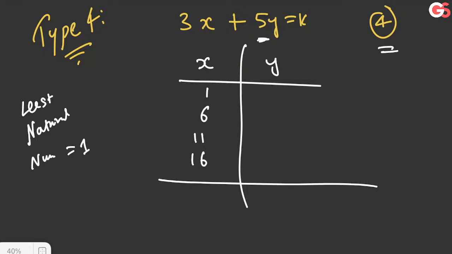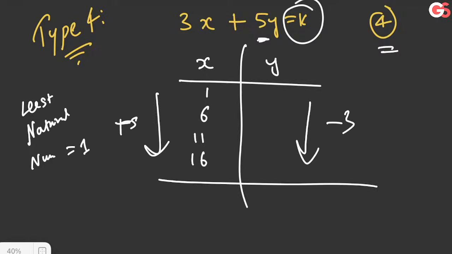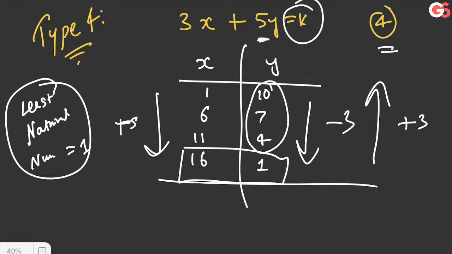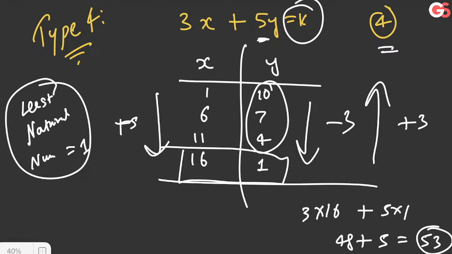अब y का वैल्यू होना चाहिए, because I need the value of k, right? So y, अब x अगर increase किया है by 5 each, y will decrease by 3 each. Or I can say if I go up, this will increase by 3 each. So start with 1. Why? Because least natural number is 1 only. 1 plus 3 is 4, plus 3 is 7, plus 3 is 10. By the way, you don't need to write all of it. Only one solution set and you get the answer. So 3 into 16 plus 5 into 1. You get 48 plus 5. That is 53, your answer. Is that clear?